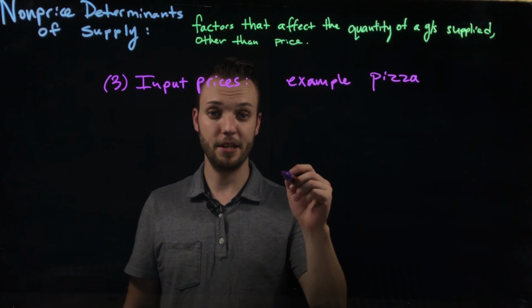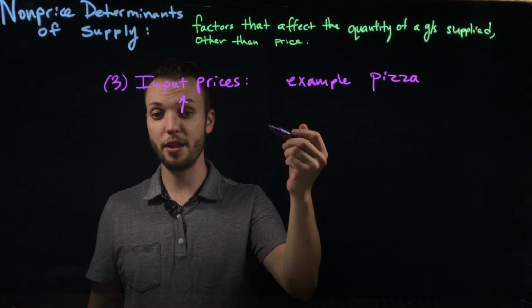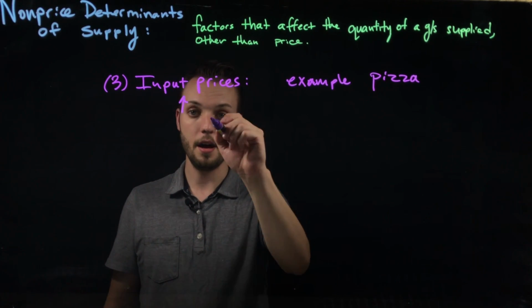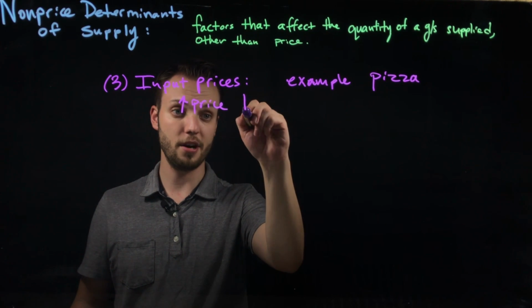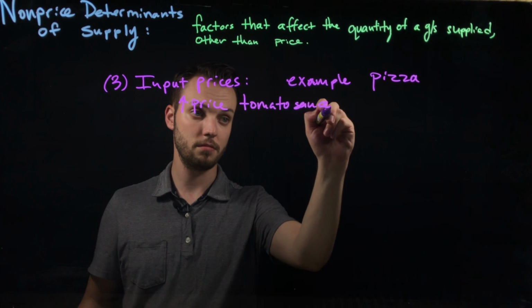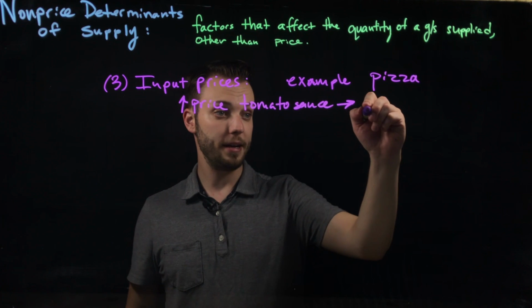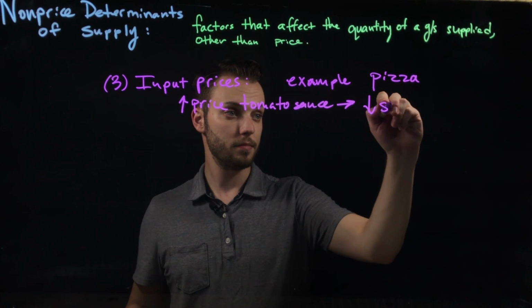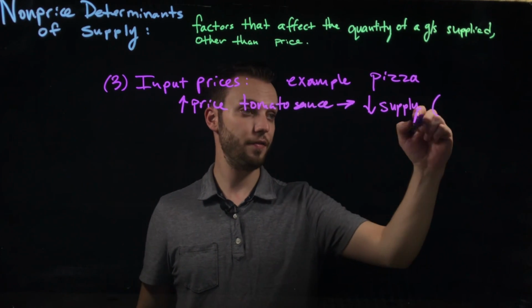Now, if there was an increase in an input cost or an input price, say that there was an increase in the price of tomatoes or tomato sauce, then that would decrease supply. Okay, or we'd have a shift to the left.